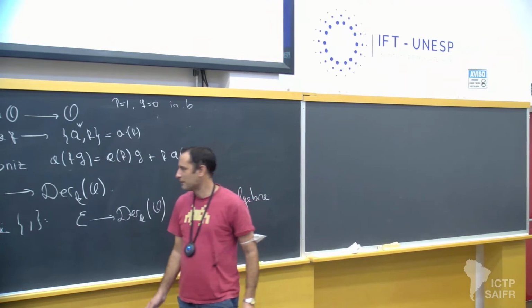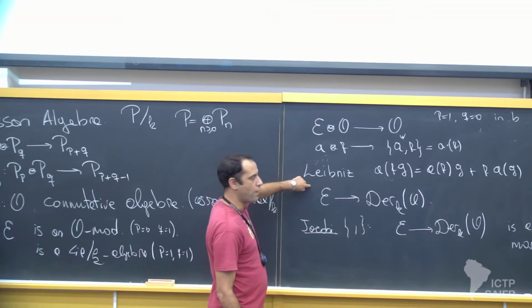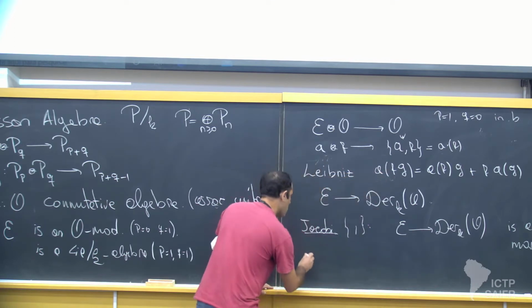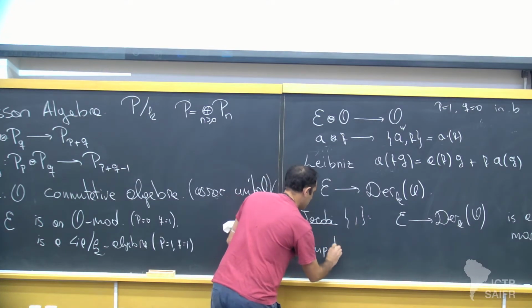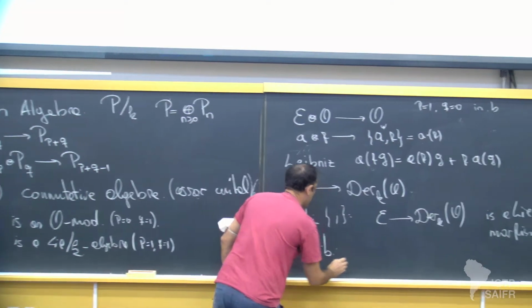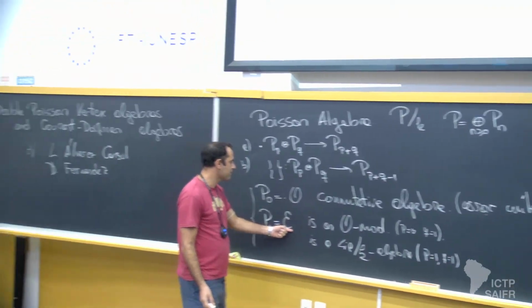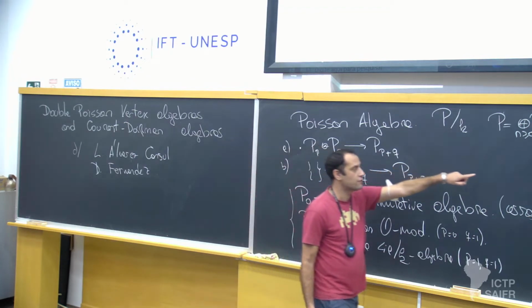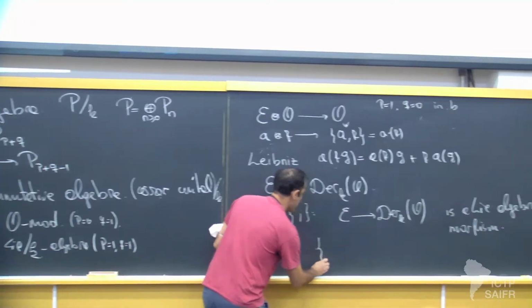Anyways, so this was using Leibniz for taking the bracket with respect to the product of two things. Now there's the following compatibility. We have three structures here: an O module structure on E, the Lie bracket on E, and the action of E on O. And they are compatible in the following way.